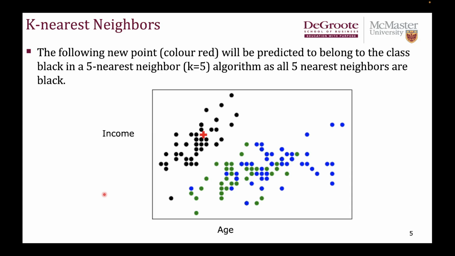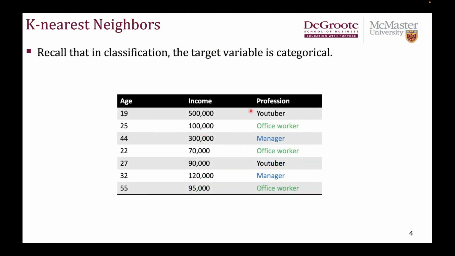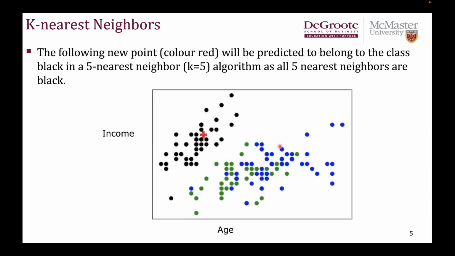Okay? And the vertical direction will be the income. The higher up, the more that person earns as their annual income. Right? And all those black and green and blue dots are the observed data points in the data set. For each point, we have income, we have age, and the color represents the different professions or jobs of those corresponding individuals. Black is YouTuber, green is office worker, blue is manager. Okay, it's color coded.